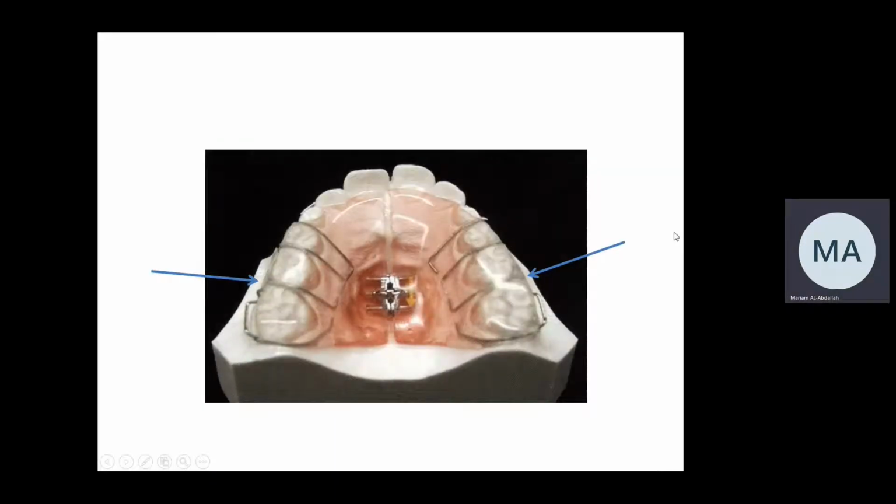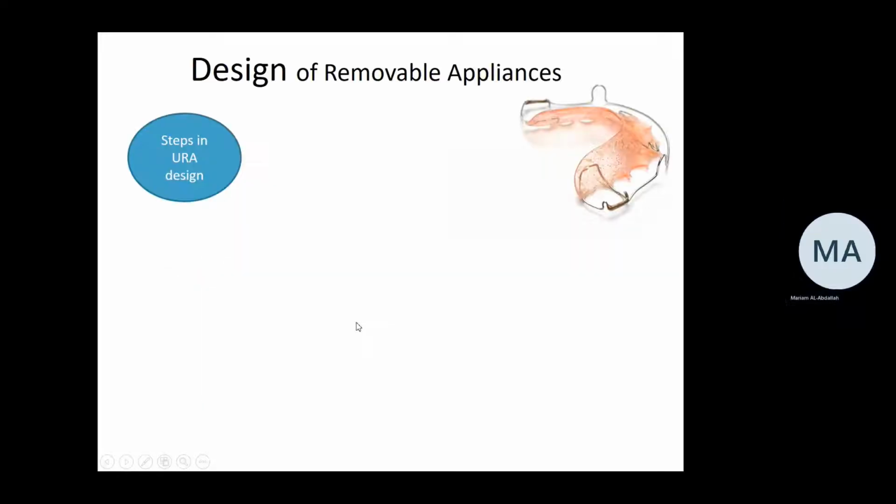And this is an example of an upper removable appliance with midline expansion screw. The wanted tooth movement is to push both buccal segments on the right and on the left buccally. And if there is occlusal interference, then we extend the acrylic to cover the occlusal surface of the buccal segment like this. So this is a posterior bite plane incorporated into this design.